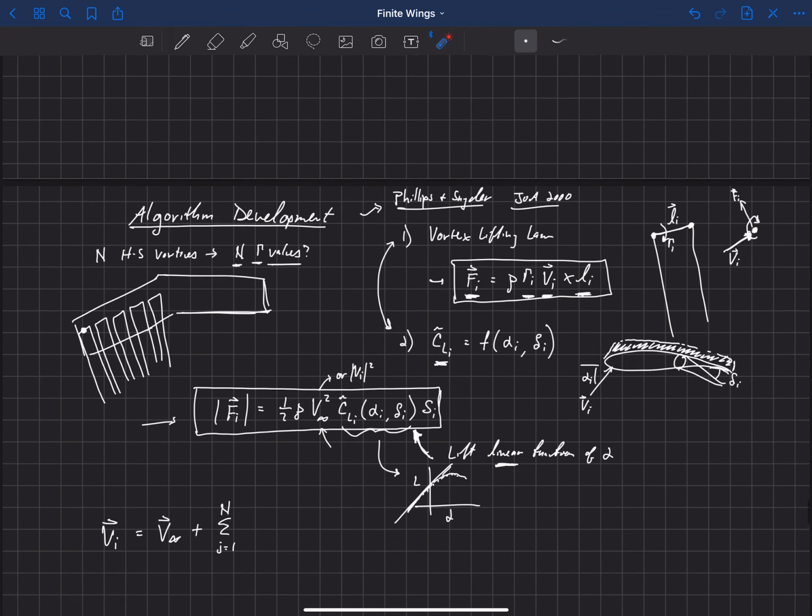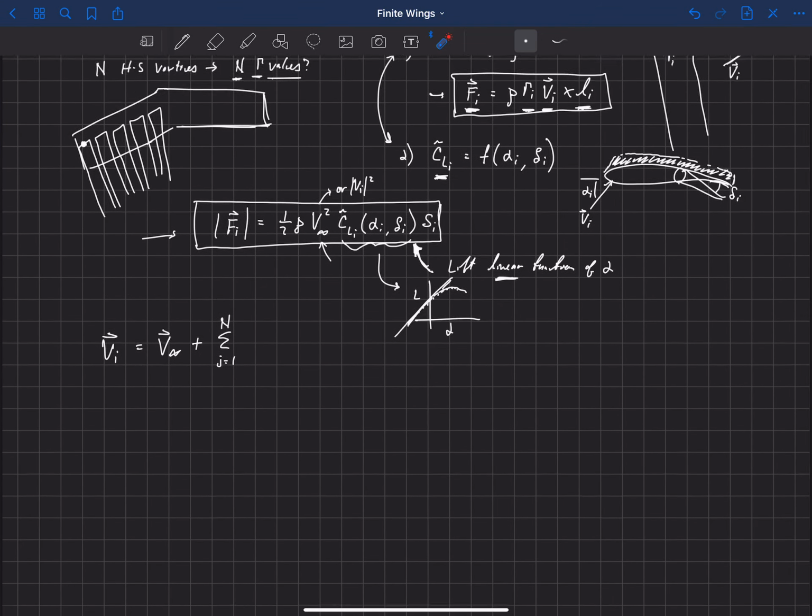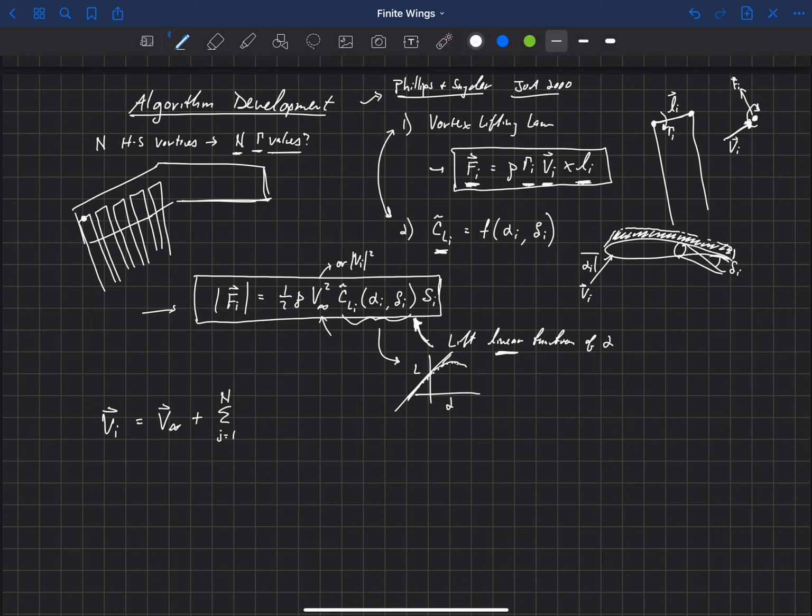So it's just going to be the summation of all of those horseshoe vortices. That would be gamma j over 4 pi times the stuff in parentheses, and we're going to call the stuff in parentheses v j I. So this is the influence of horseshoe vortex j on point I.